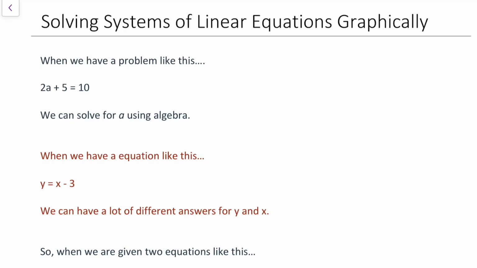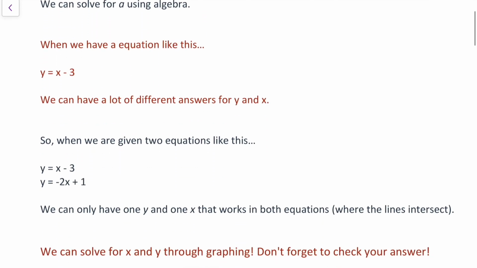When we have an equation like this, y equals x minus 3, then we have lots of different answers for y and x. We're looking for pairs of numbers, a y and an x, that will match together in order to make that sentence make sense. And so when you're graphing, maybe you're doing a table of values, and you're looking for pairs of numbers that I can put in for x and y in order for this sentence to make sense.